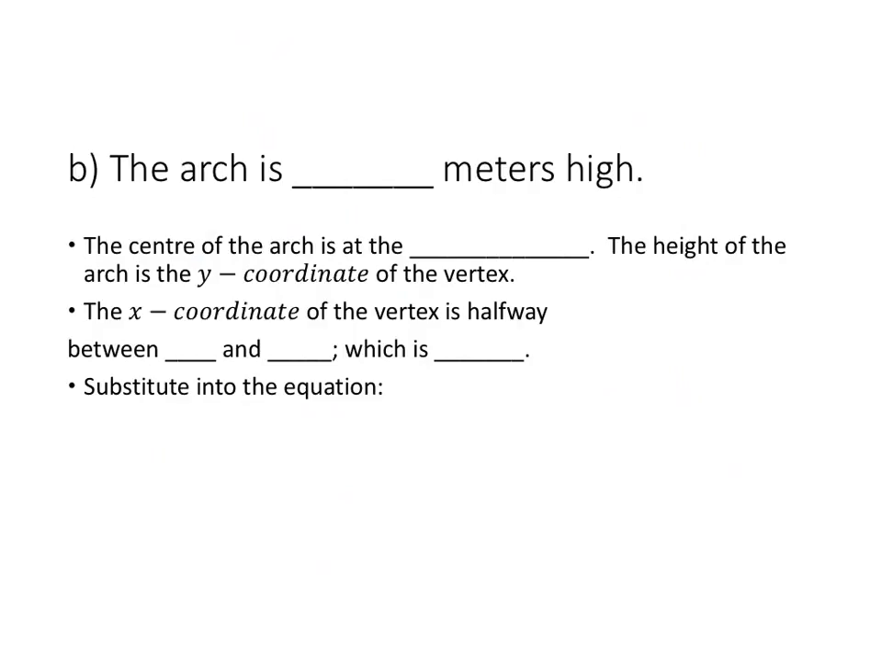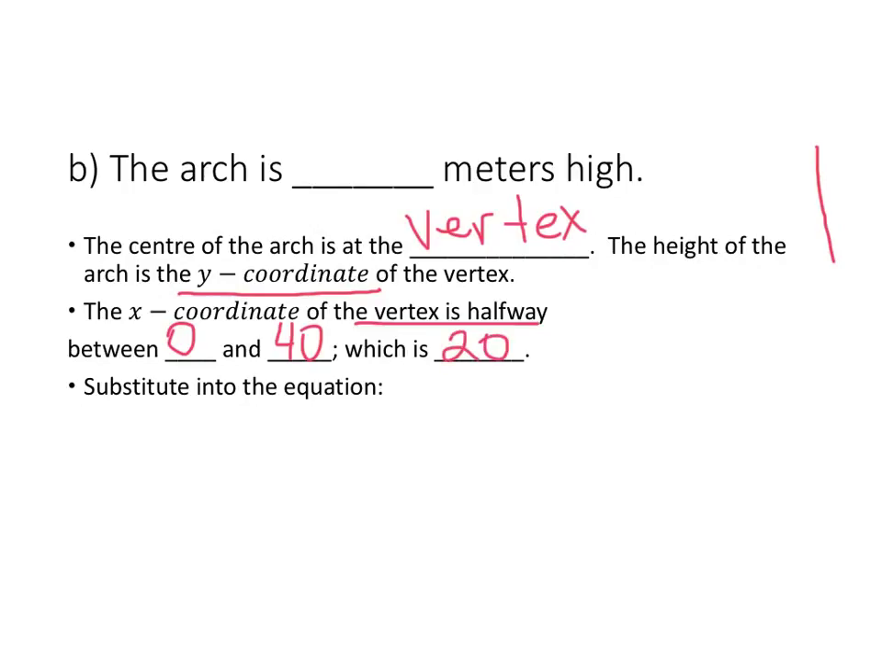Okay, so now we're going to try to figure out how high the arch actually is. And what we need to do is we need to look at the vertex, because that arch is at the center of the vertex. And really what we care about is just the y-coordinate, because it's talking about height and it goes vertical like that, and that's the y-coordinate. The x-coordinate of the vertex is the halfway point of our parabola, and that's between 0 and 40, right? So it's actually 20 from either edge.